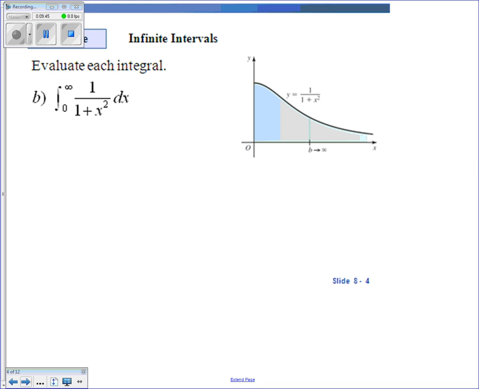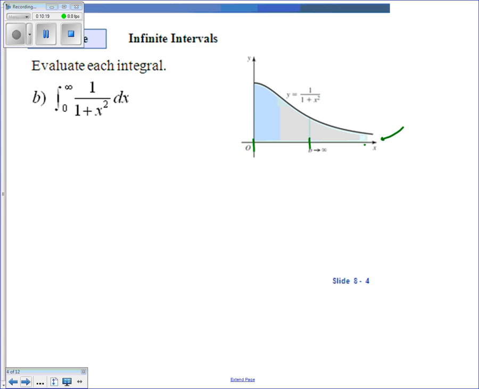Okay? Similar type problem. We have our limits from 0 to infinity. Our function's 1 over 1 plus x squared. Now you can see here in the graph that if we're trying to find the area under this function from 0 to infinity, we're going to have an infinite area, because that function is above the x-axis always, and there's always some area that we're going to continue to be adding as that b gets further and further down the x-axis.